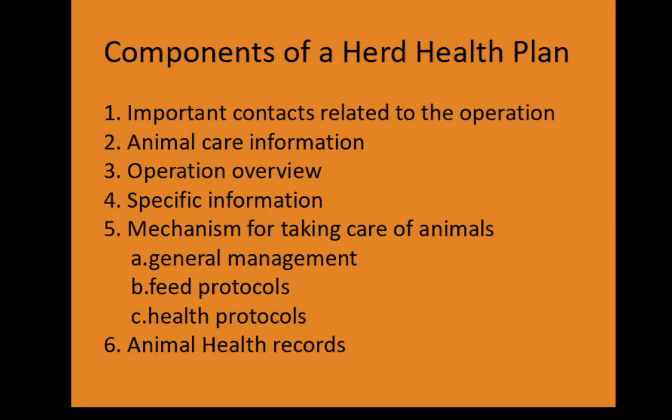All right. Next, we have animal care information. For animal care information in the herd health plan, this should include housing information. Okay, it should include what specific breed, or when the house was loaded, or when the animals were brought into the farm. Okay, that should be the information included in the housing information.